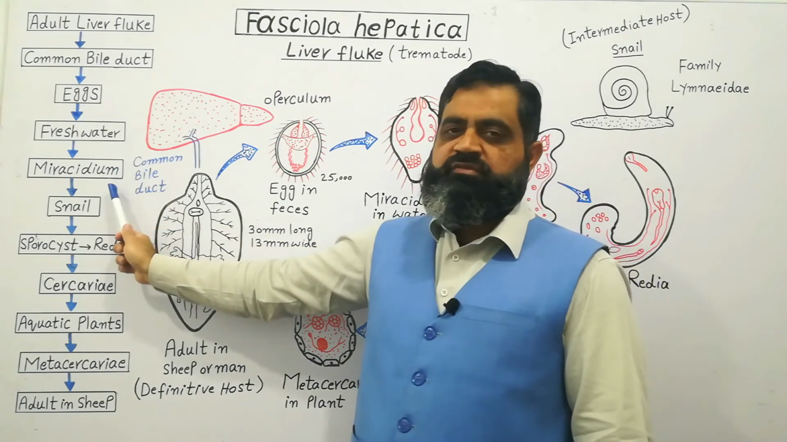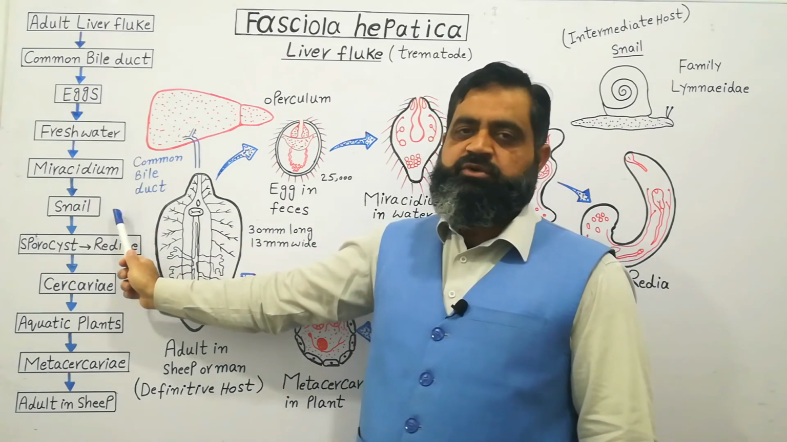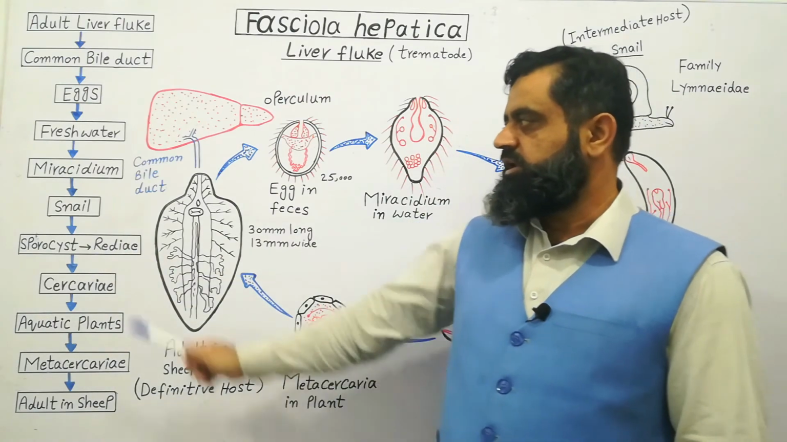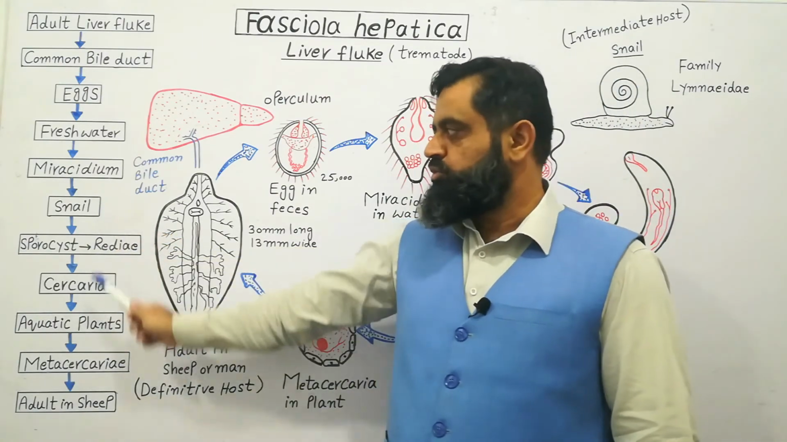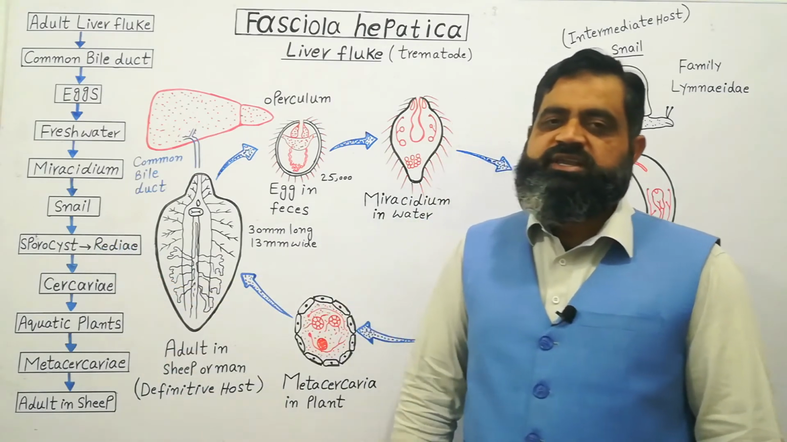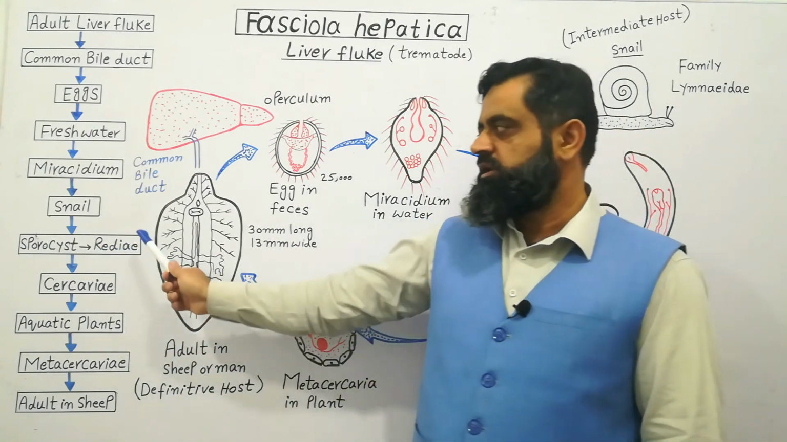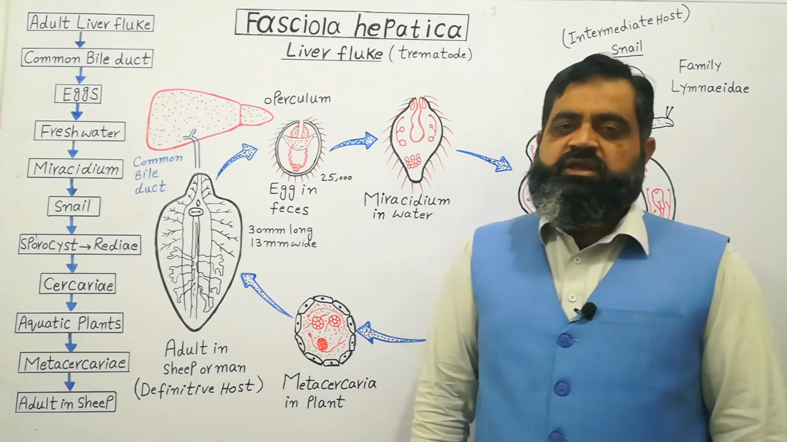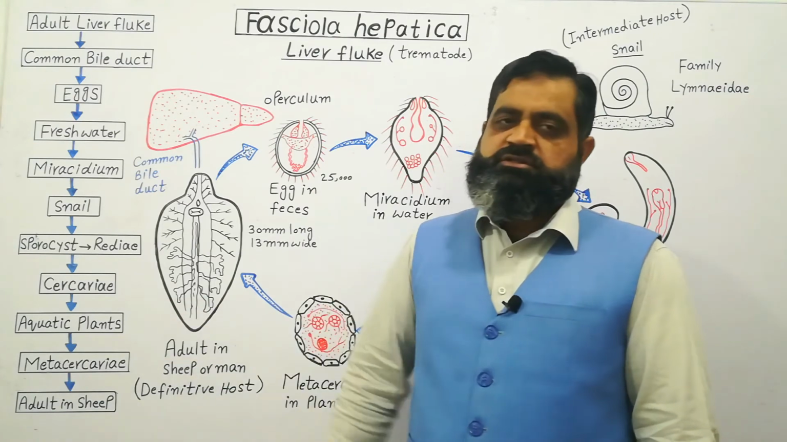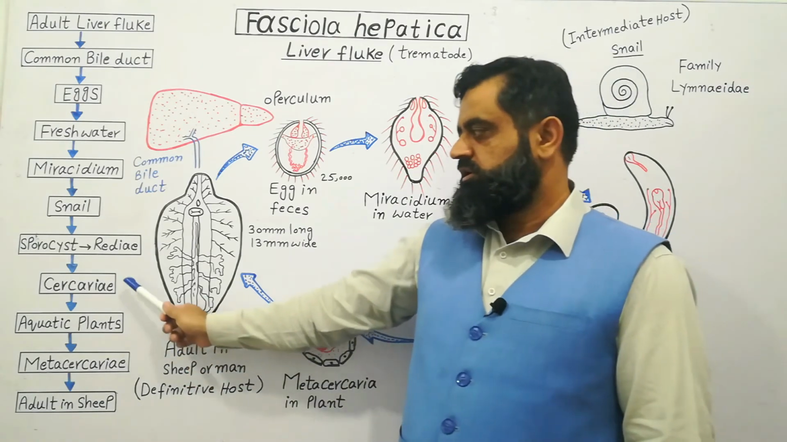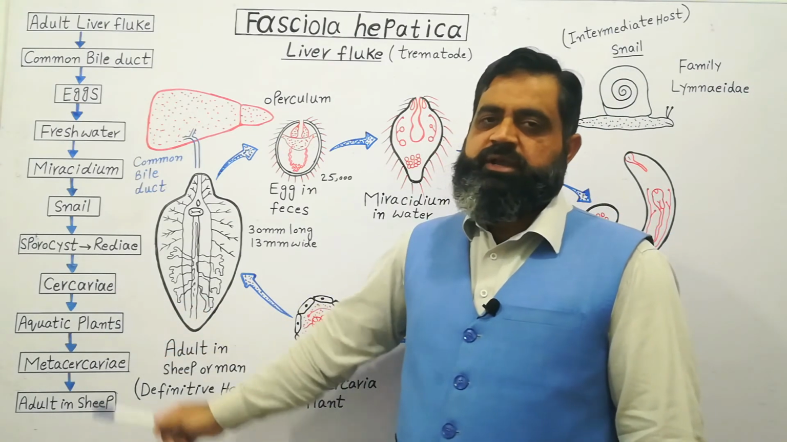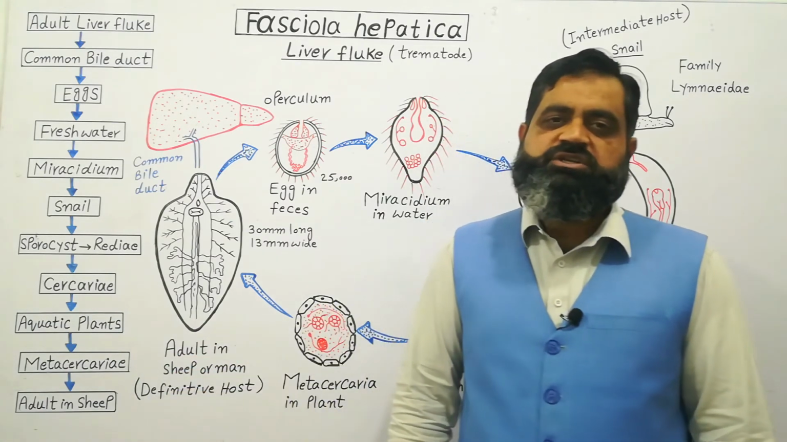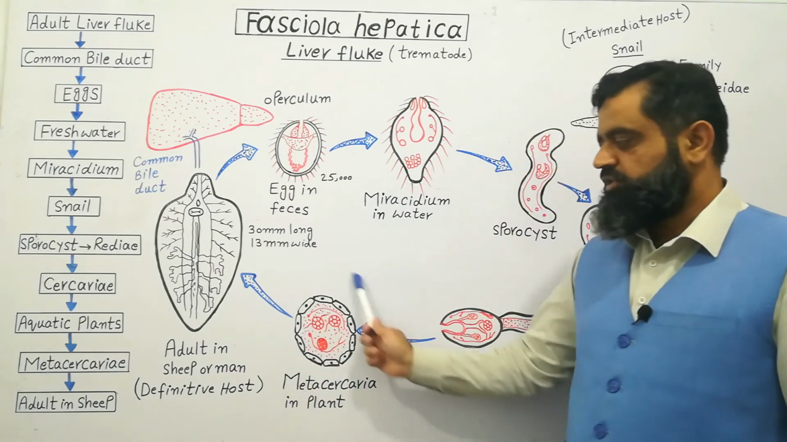Miracidium larva finds an intermediate host, which is a snail, and penetrates the body of the snail, where it is modified into sporocyst and then into redia. After becoming redia, it leaves the body of the snail and becomes cercariae. After cercariae, spending some life in the water, it finds an aquatic plant and penetrates the surface of the aquatic plant and becomes metacercariae, which is a dormant form of this larva.